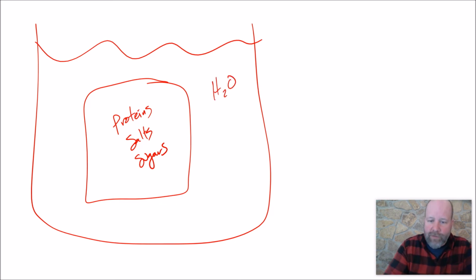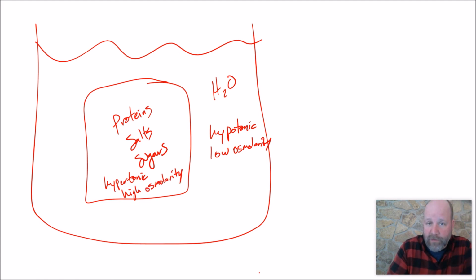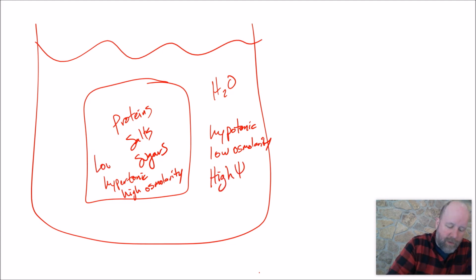So we could say a few different things here. We could say that this is hypotonic to the cell's hypertonic. We could say that this has a low osmolarity and this has a high osmolarity, higher anyway than the surrounding solution. And we could say that this has a high water potential and this has a low water potential.